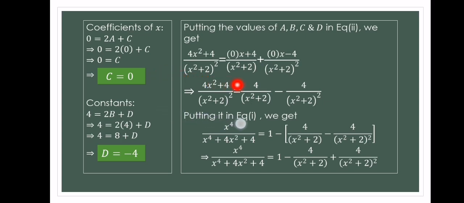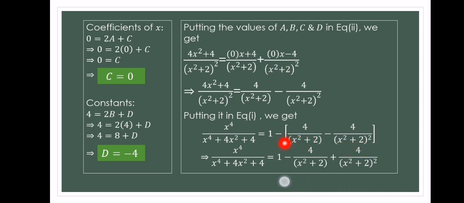Now we will have to put the values of a, b, c and d first in equation number 2 and then in equation number 1. After replacing them by their respective values, we just get (4x² + 4)/(x² + 2)² = 4/(x² + 2) − 4/(x² + 2)². Then we replace it in equation number 1 to get x⁴/(x⁴ + 4x² + 4) = 1 − [4/(x² + 2) − 4/(x² + 2)²].